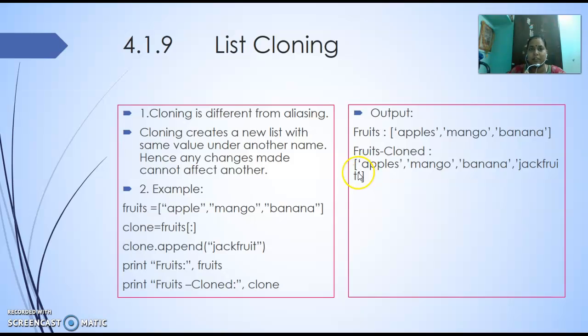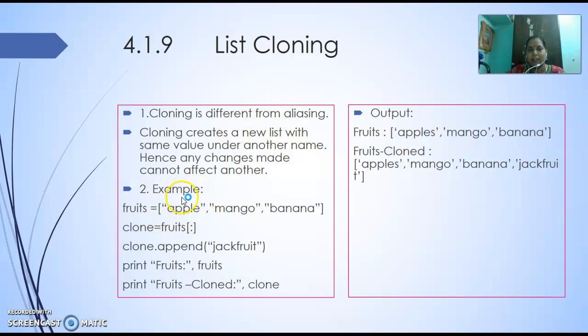Next we are going to see list cloning. List cloning is different from list aliasing. Cloning creates a new list with the same values under another name. That is, it takes an exact copy of the given list, whereas aliasing means both names refer to a single list. Hence it is different from list cloning.